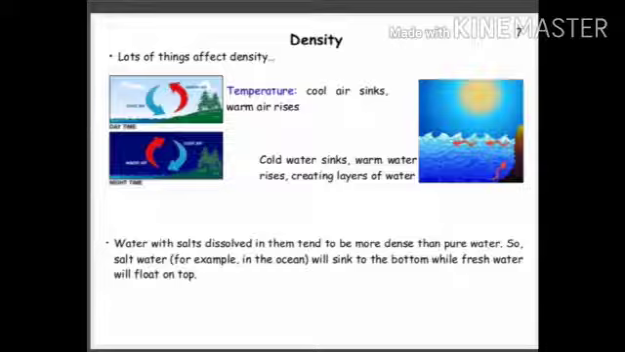In case of the ocean, the topmost water will be heated first, it will go down, and the bottom part, cooler water, will come up. Children, the salt content of water is also important for density. If the salt content is more in water, the water will be more dense.